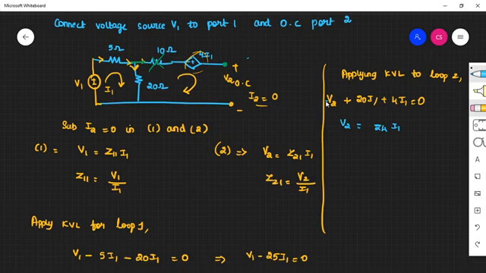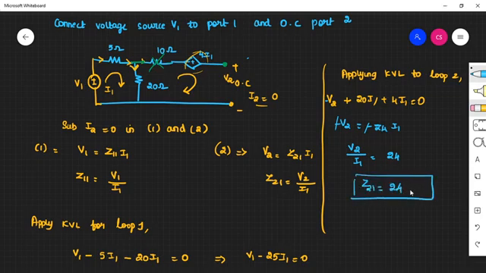Fine, and this is minus V2 here because this leaves the negative terminal. So minus V2 is equal to minus 24 I1. Minus minus will get cancelled. So we will be getting V2 by I1 is equal to 24. And V2 by I1 is nothing but the required parameter Z21. So Z21 is equal to 24 ohms.